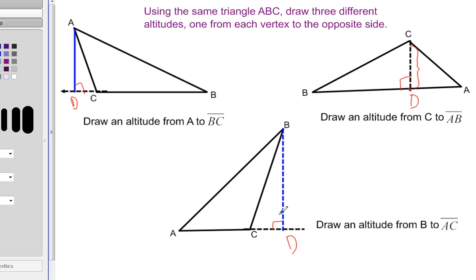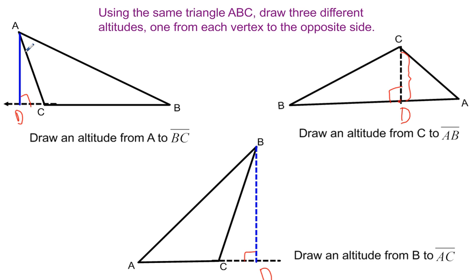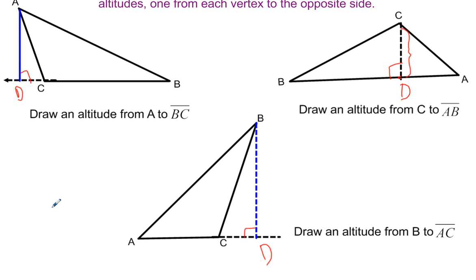Notice how for the triangle on the upper left and the middle, I had to extend one leg of my triangle. But this is an altitude, BD is an altitude. AD is an altitude, and CD is an altitude. Okay. So those are altitudes.